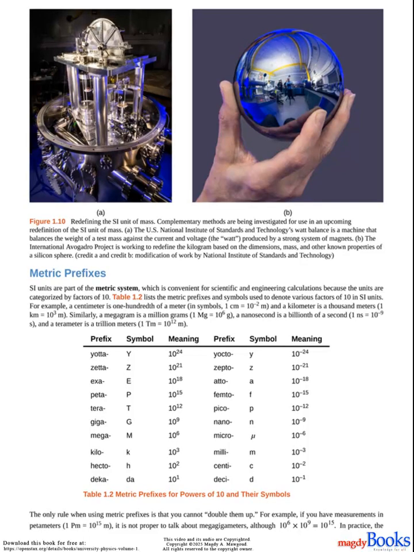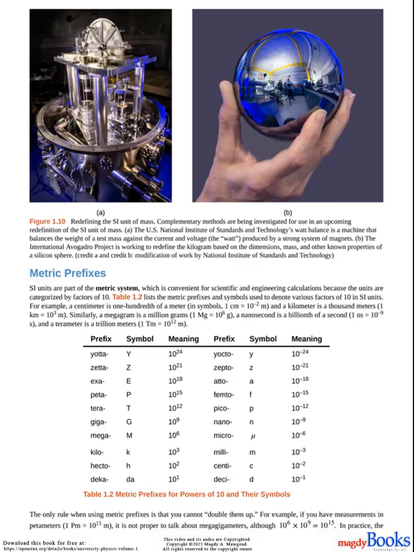Figure 1.10. Redefining the SI unit of mass. Complementary methods are being investigated for use in an upcoming redefinition of the SI unit of mass. A. The U.S. National Institute of Standards and Technology's watt balance is a machine that balances the weight of a test mass against the current and voltage, the watt, produced by a strong system of magnets. B. The International Avogadro Project is working to redefine the kilogram based on the dimensions, mass, and other known properties of a silicon sphere. Credit A, and Credit B. Modification of work by National Institute of Standards and Technology.